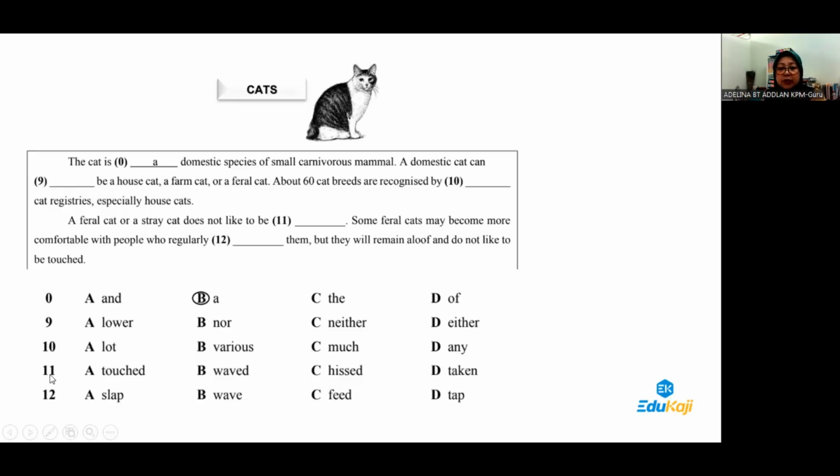Number 11, you're talking about past tense. Past tense, you've got touched, waved, hissed, taken, irregular verb being used. And then number 12, you can see that this one is a vocabulary. You're talking about the word slapped, waved, beat, and tap. This is actually an action word.